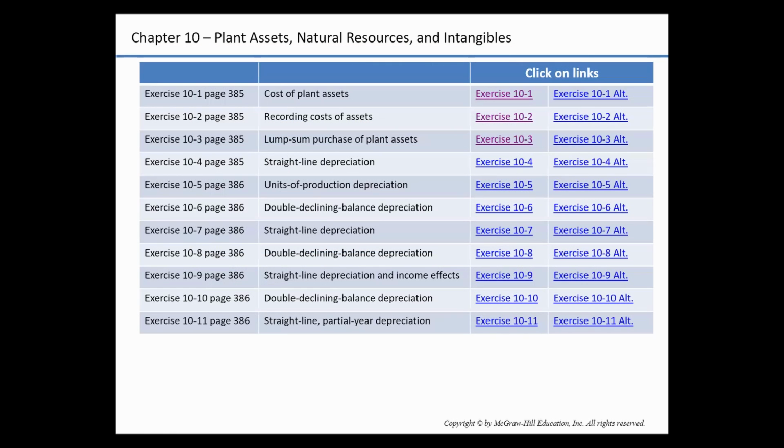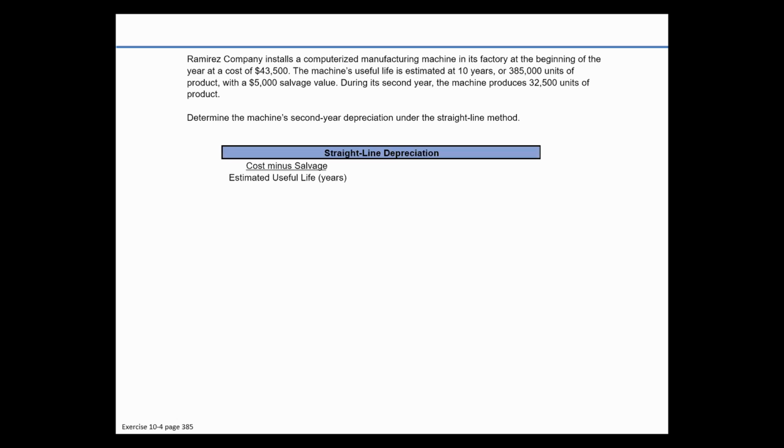Now, about how depreciation works. Ramirez Company installs a computerized manufacturing machine in its factory at the beginning of the year for a cost of $43,500. The machine's useful life is estimated at 10 years or 385,000 units of product with a $5,000 salvage value. During its second year, the machine produces 32,500 units of product. And so we'll determine the second year depreciation under the straight line method. So again, you have the cost minus the salvage value divided by the number of years of useful estimated life.